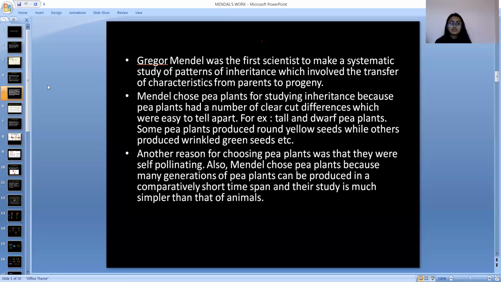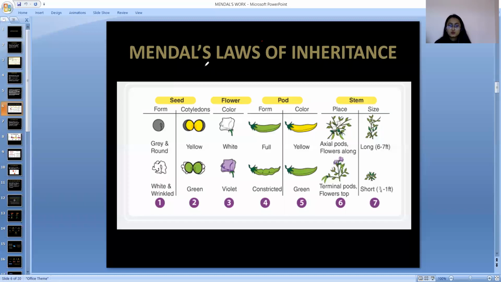So now let's see what characteristics he took. He took 7 characteristics of a pea plant to study. What are the characteristics? One is the seed form. Seed का form कैसे होगा? Round होगा, wrinkled होगा. Cotyledon कैसा होगा? Yellow होगा, green होगा. Flower का color क्या होगा? These are the 7 characteristics. You can say 1, 2, 3, 4, 5, 6, 7.